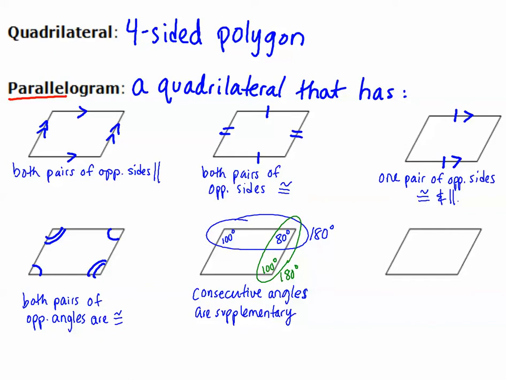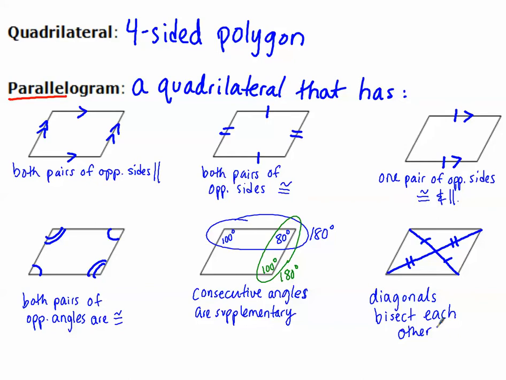And finally, about the diagonals. Well, let's draw the diagonals and get a visual to help us remember. This is what we see. The diagonals bisect each other. So that's a review of a quadrilateral and the 6 properties of parallelograms.